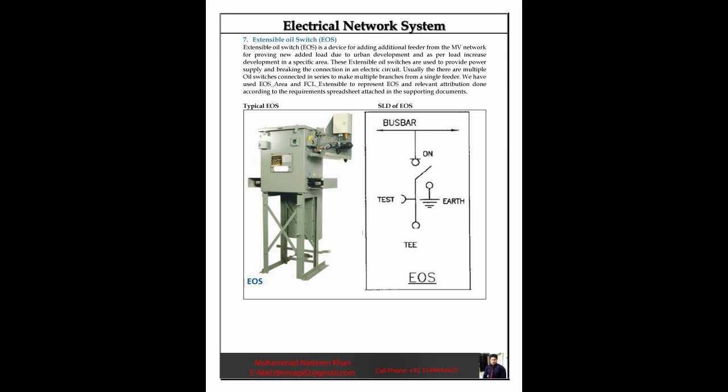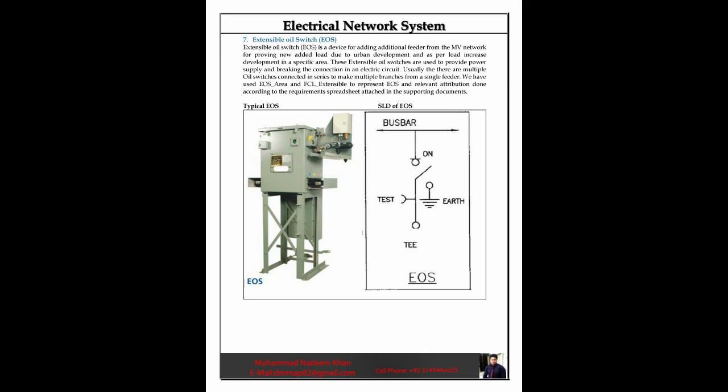7. Extensible oil switch, EOS. Extensible oil switch, EOS, is a device for adding additional feeder from the MV network, for providing new added load due to urban development and as per load increase in a specific area. These extensible oil switches are used to provide power supply and breaking the connection in an electric circuit. Usually there are multiple oil switches connected in series to make multiple branches from a single feeder.